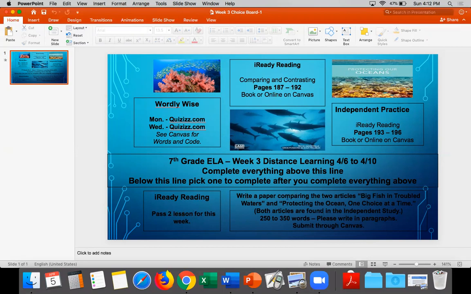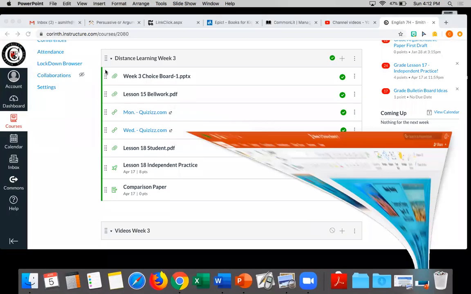or you can write a paper. It's only 250 to 350 words, which I know sounds like a lot to you, but it isn't. Comparing the 2 articles that are in the independent practice called Big Fish in Troubled Waters and Protecting the Ocean One Choice at a Time. Please write in paragraphs and submit through Canvas. I'll show you the link.